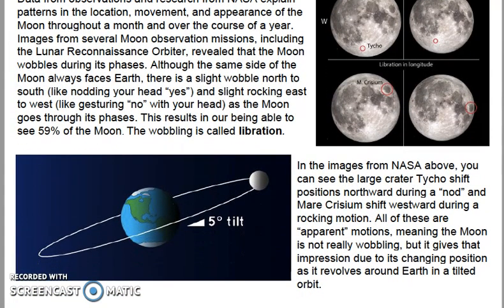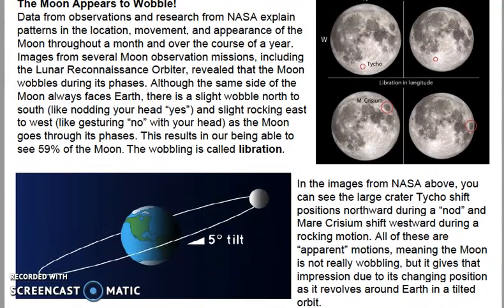In the images from NASA above, you can see the large crater Tycho shift positions northward during a nod and Mare Crisium shift westward during a rocking motion. All of these are apparent motions, meaning the moon is not really wobbling, but is giving the impression due to its changing position as it revolves around Earth in a tilted orbit.